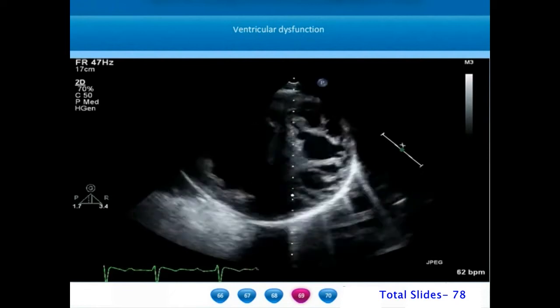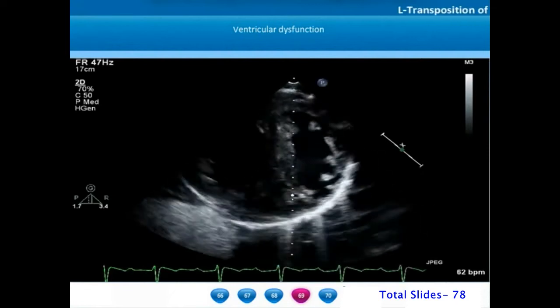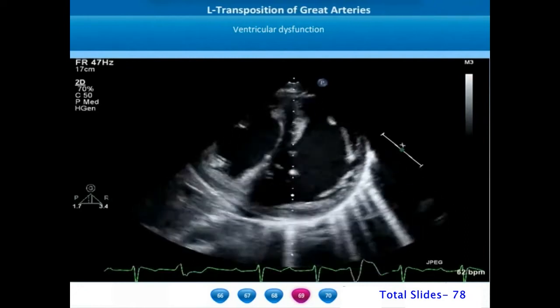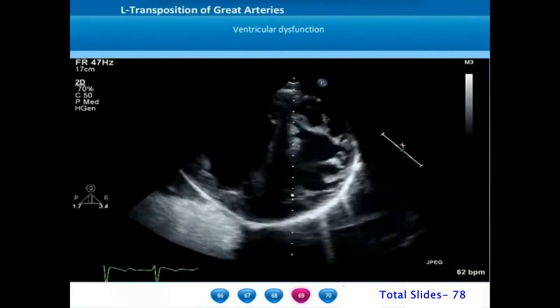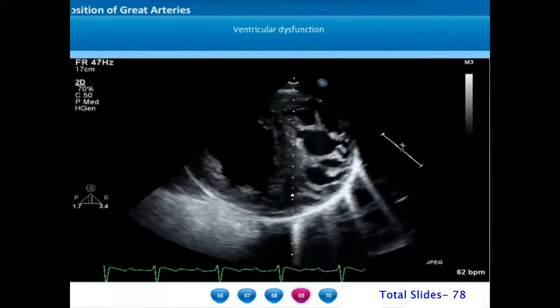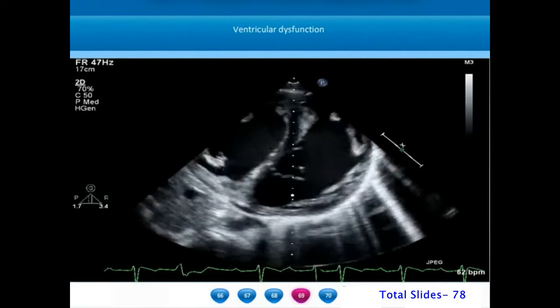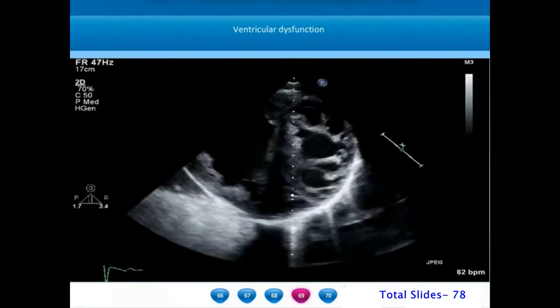In the presence of a large ventricular septal defect, there can be a biventricular systolic dysfunction as well. We can appreciate that there is a dilatation of both the left and the right ventricle with poor contractility of both the ventricles.